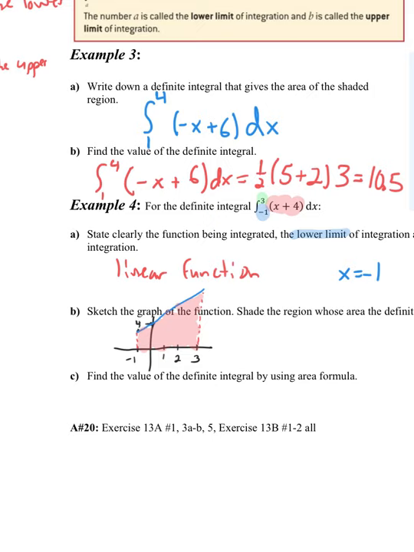And then the last part says find the value of the definite integral by using the area formula. If we have this sketch drawn here, the height of this trapezoid is 4, and then from here it was 4, it was down 1, so this is going to be 3. Not very well drawn, but that's a 3. Then we go up 1 over 1, that's 5. Up 1 over 1, that's 6. Up 1 over 1, that's 7.